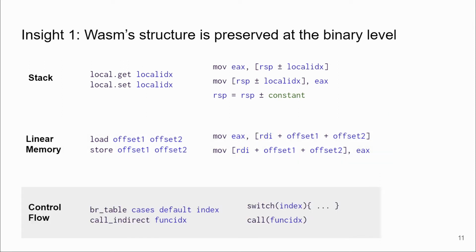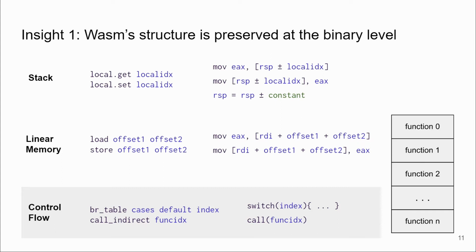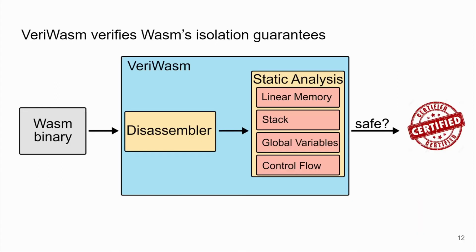The structure of control flow in WebAssembly is also preserved at the binary level. There are only two types of indirect control flow transfers, one that resembles a C switch table and an indirect call. There are no gotos. And both these control flow transfers use static lookup tables to get their targets, which makes them easier to reason about. VeriWasm takes advantage of all this structure to verify native code. VeriWasm uses four specialized analyses, one for each memory region and one for control flow. Since these analyses are specialized, they can take advantage of the preserved WebAssembly structure. Let's take a look at how VeriWasm checks linear memory isolation.